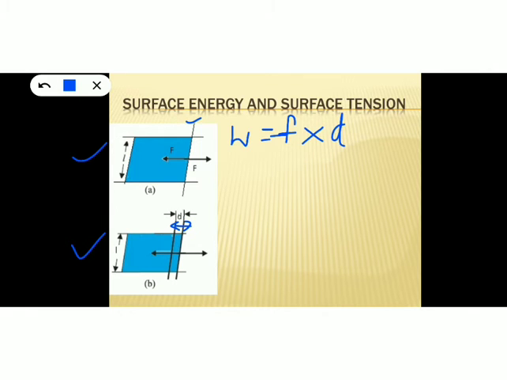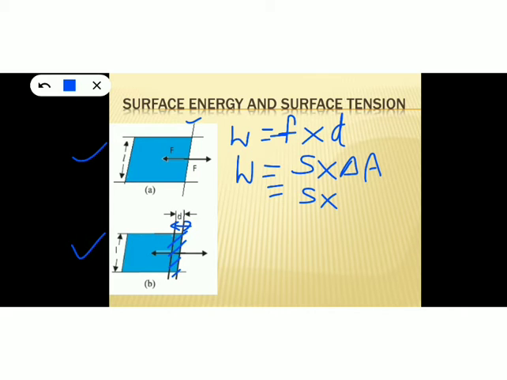So if the surface energy of the film is S per unit area, the work done to increase the surface area is W equal to S into increase in surface area. So another expression for work done is surface tension into increase in surface area, that is S into increase in area. So here what is the area? See, this is the area increased.